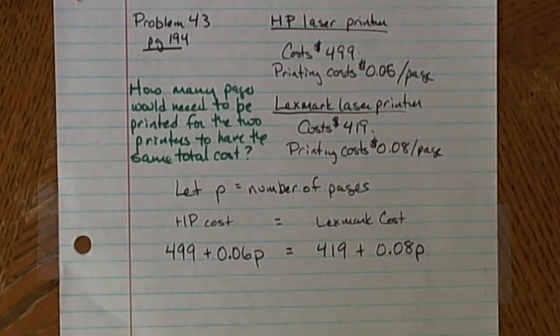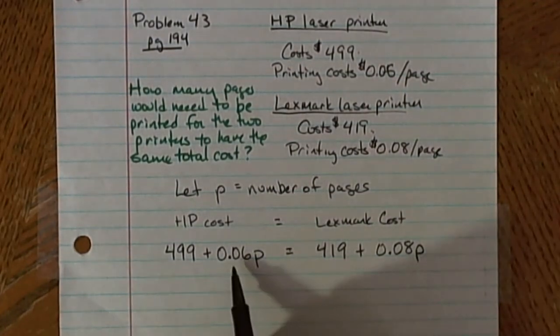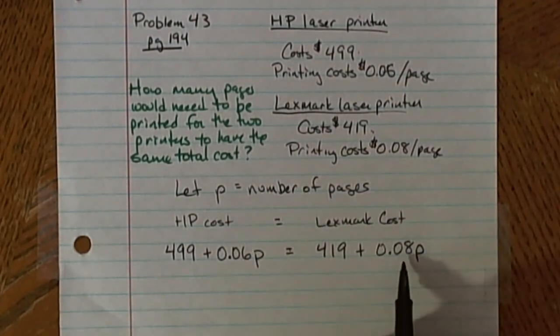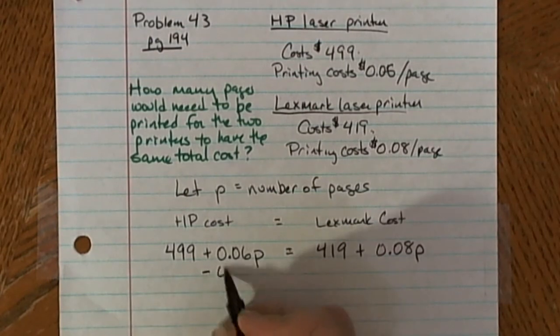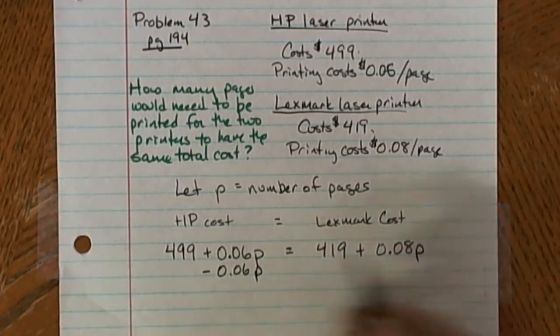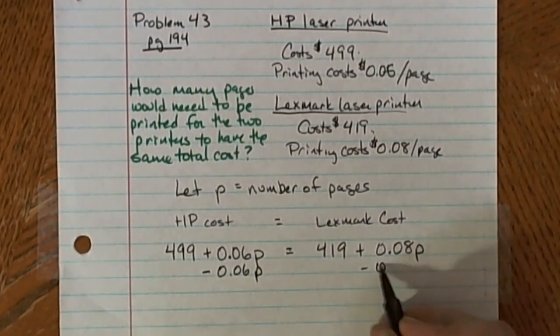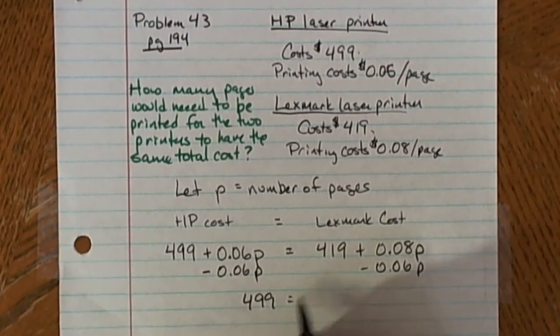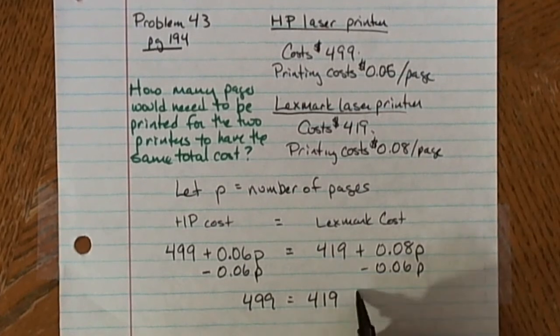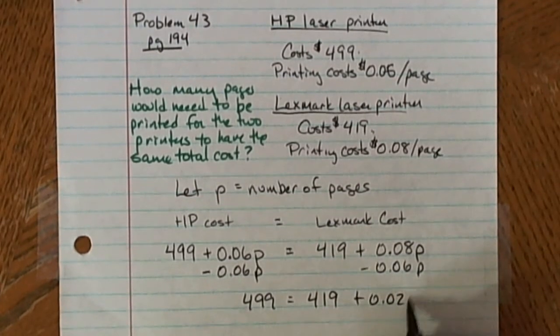So I have an equation now that I can solve, and I have P terms on both sides, so I'm going to eliminate the P's on one. I have a smaller number of P's on this side, so I'm going to go ahead and subtract 0.06 P from each side. So I get 499 equals 419 plus 0.02 P.